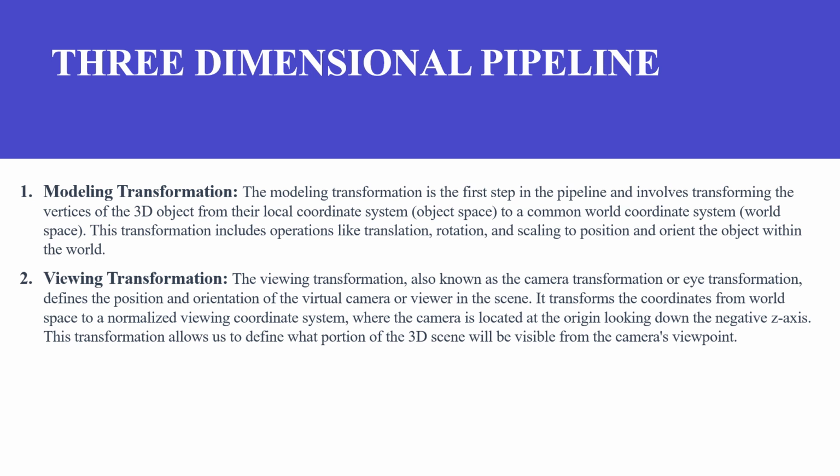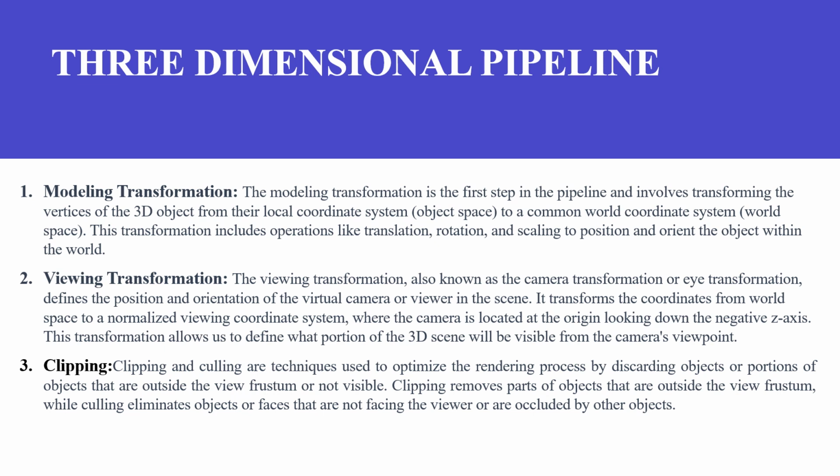Second one, viewing transformation. The viewing transformation is also known as the camera transformation or the eye transformation, where it defines the position and the orientation of the virtual camera or the viewer in the scene. It transfers the coordinates from world space to the normalized viewing coordinate system, where the camera is located at the origin looking down the negative z axis. This transformation allows us to define what portion of the 3D scene will be visible from the camera's viewpoint.